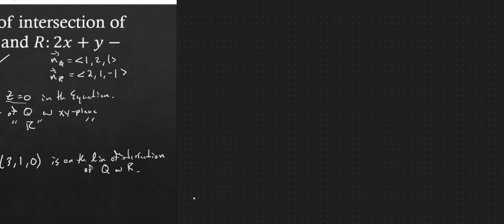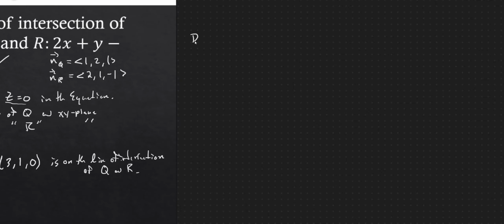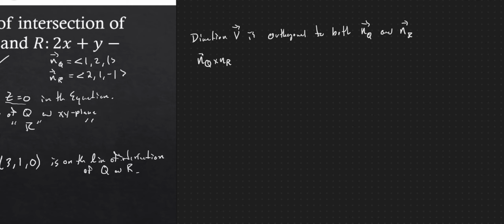So let me do this over here. Let me say direction V is orthogonal to both NQ, because the intersection line is in the plane Q, and anything in the plane Q is orthogonal to NQ, and NR. So we're going to compute NQ cross NR. This is a standard trick we'll use time and time again. To get a vector orthogonal to two other vectors, we compute a cross product of them.